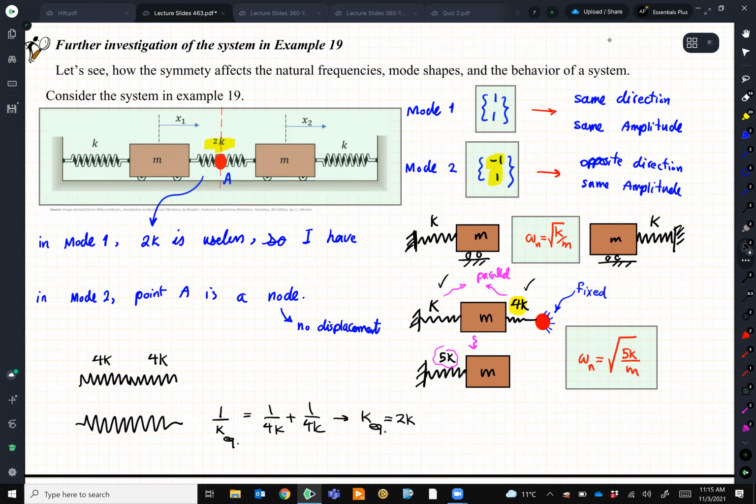So if they move together, the amplitude is going to be the same. That's why you get rid of the spring in the middle. If they move in the opposite direction, try to visualize it. The point in the middle, that red point, is not moving left or right. So it's a fixed point. Since it's a fixed point, I can, let's say, nail it to the wall or to the screen here. Okay, so my system on the left and right, they are independent.